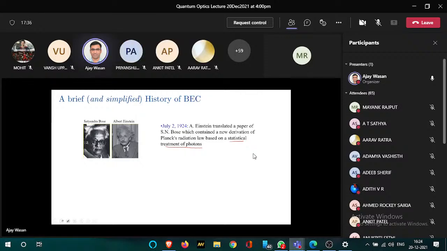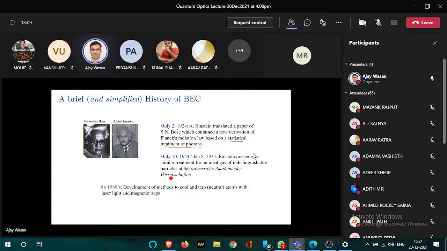Then later on, Einstein used this idea and worked around it, in 1924 to 1925. Einstein presented a similar treatment for an ideal gas of indistinguishable particles at a German conference, so you can make out some German words. He presented this paper there in this conference. And what was that? That I will show you in the coming slide. So that was the history.